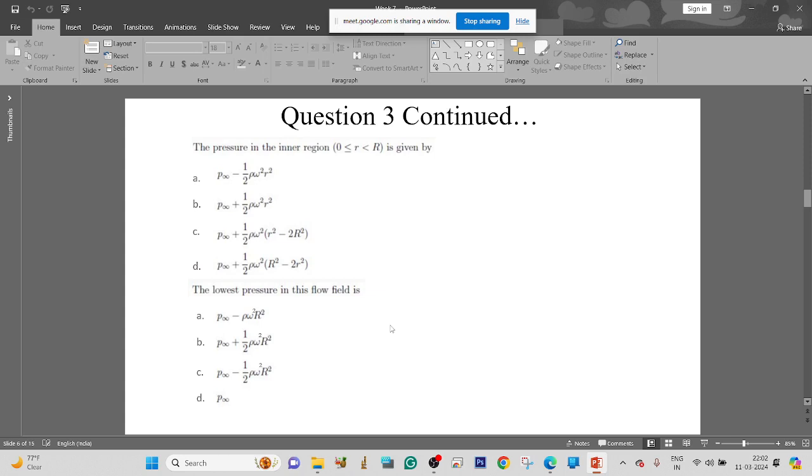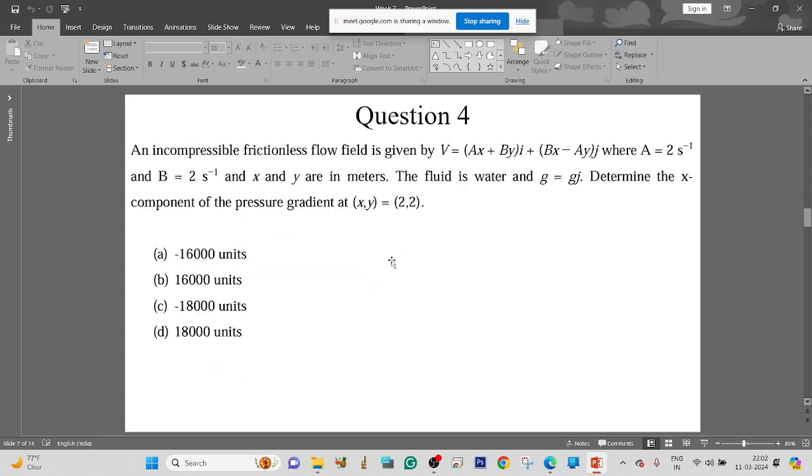Correct. So this is nothing but, what we will do, we'll just put del P del R is equal to 0. Simple. So we'll get option A. Okay. Now let's proceed to the next question.